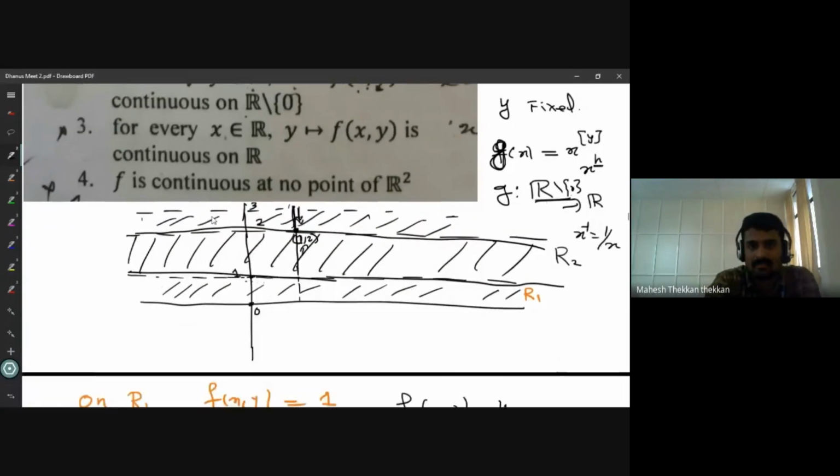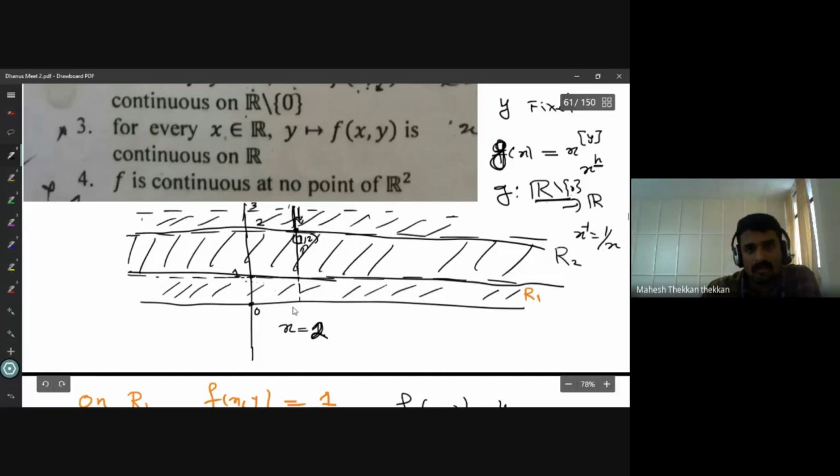Suppose I fix x. Each x I have to look at. So in this, that will be of the same case, right? What we have told. So suppose I take x is equal to 1. Or I can say I don't want to take x equal to 1. Suppose I take x is equal to 2.